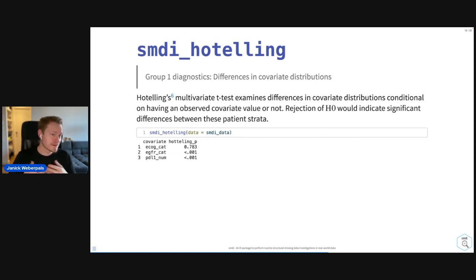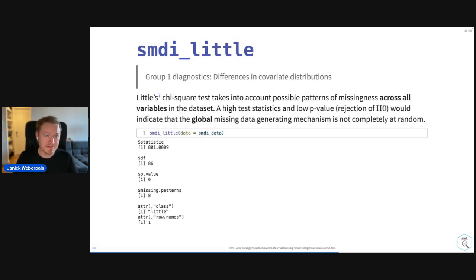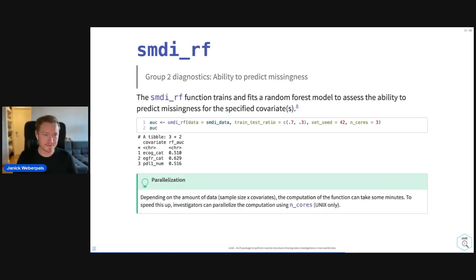Now, also in the group 1 diagnostics, I mentioned Hotelling's and Little's test. So this will also give you the test diagnostics and the p-value. And the same also with Little. Little here is a bit different because it assumes that the missingness mechanism is defined globally. So even if you have multivariate missingness, you get just one p-value across your entire data set.